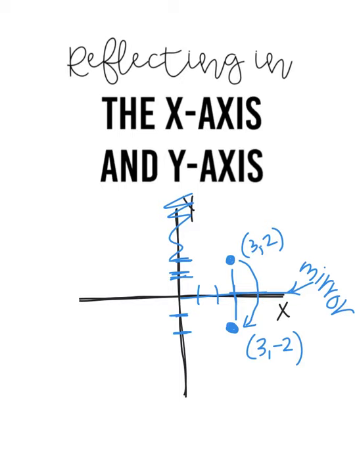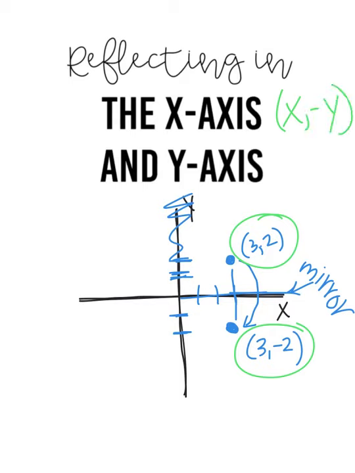Another thing to recognize is that this coordinate is (3, 2), and it becomes (3, -2). So when you reflect across the x-axis, the rule is that you keep the x and negate the y value, or make it the opposite value. So if it was 2, then it would become negative 2.